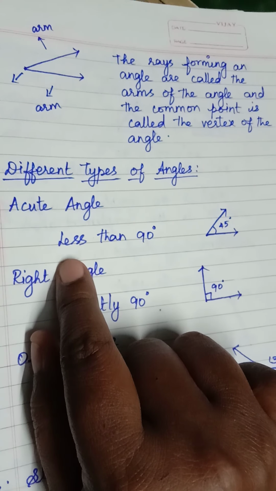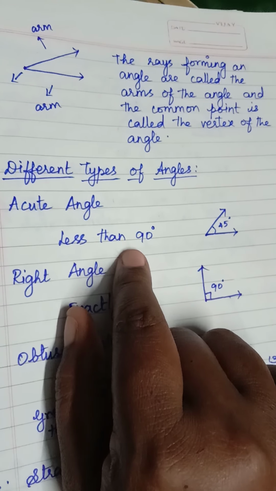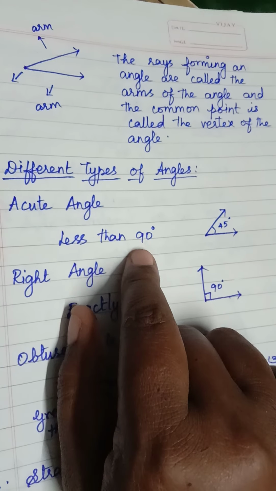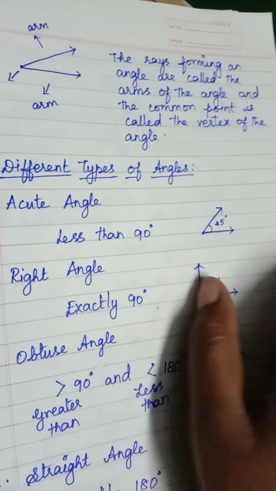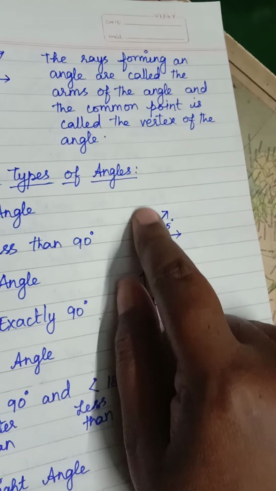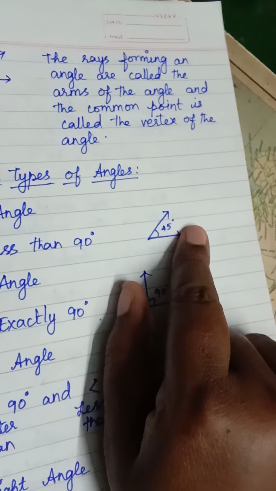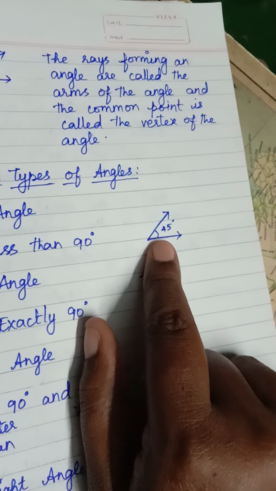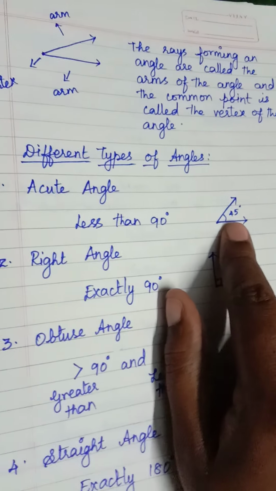An acute angle means it will be less than 90 degrees: 30 degrees, 45 degrees, 60 degrees, 55 degrees. These are all acute angles. See, this is an acute angle. 90 degrees means it will be a straight line like this. Below this are all known as acute angles. This is an angle of 45 degrees, which is an acute angle.